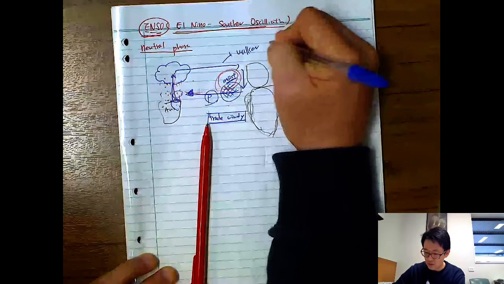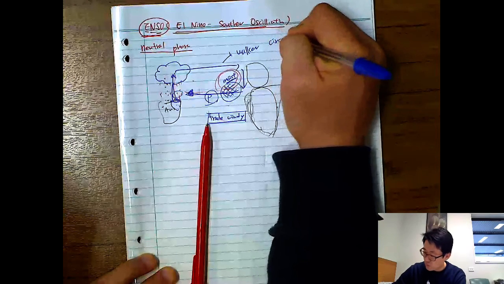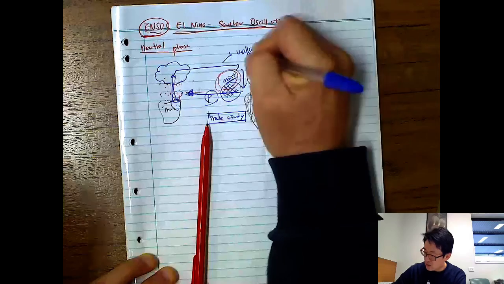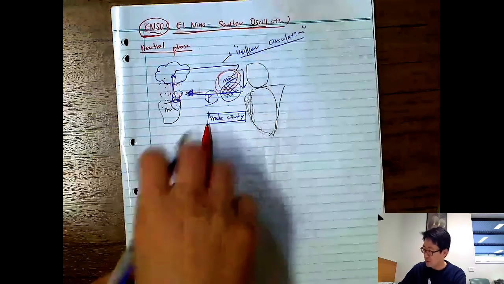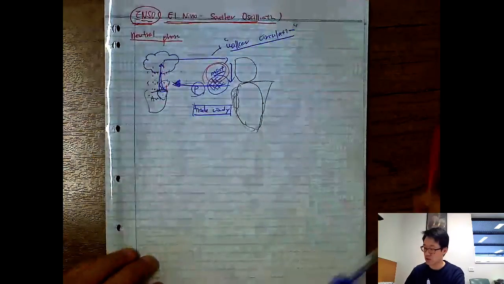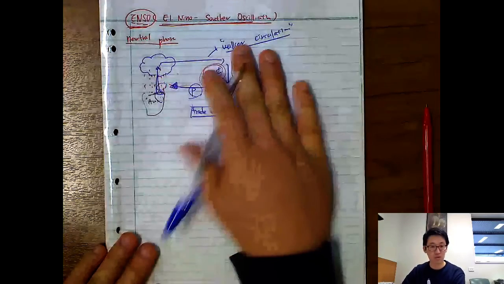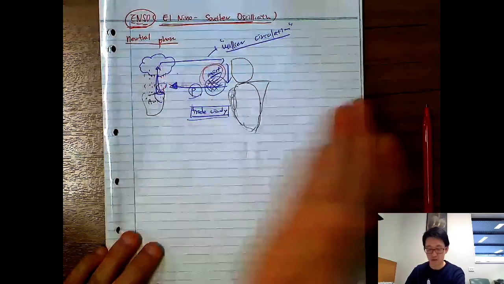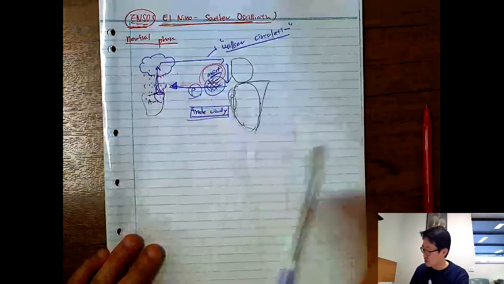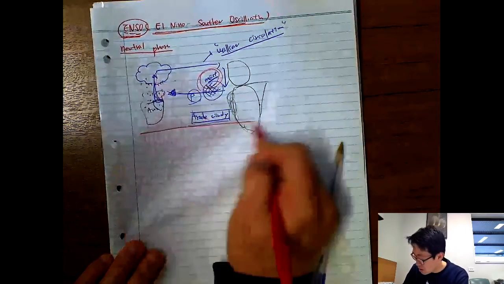Okay, and we call this the Walker cycle, because Walker found it. Walker circulation is another way you can remember. You don't need to know the whole names, but it is good to know Walker circulation and the trade wind coming. Okay, so that's the usual things happening.